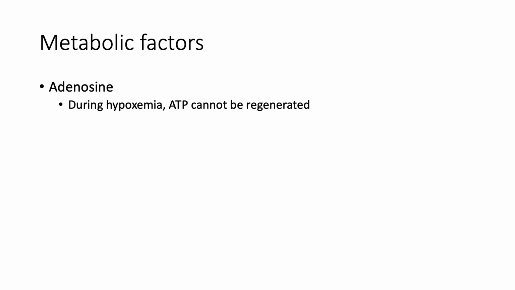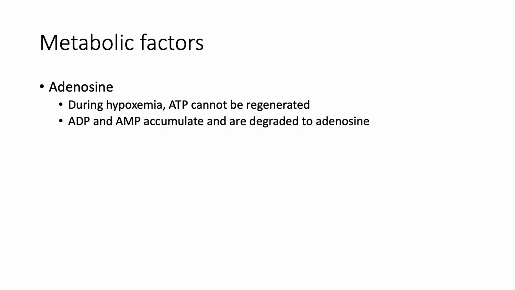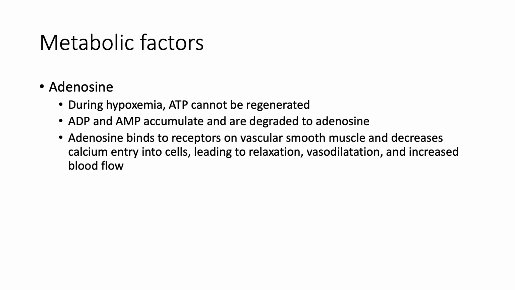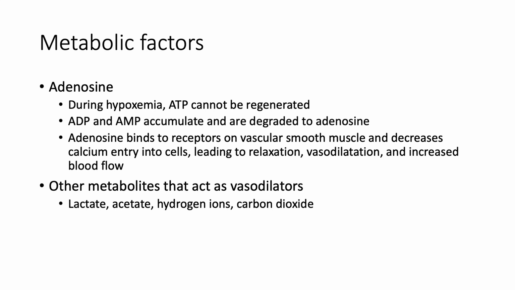So during hypoxemia, ATP cannot be regenerated, and so you get an accumulation of ADP and AMP, and they get degraded to adenosine. And adenosine is going to bind to receptors on vascular smooth muscle, decrease calcium entry into the cells, and that leads to relaxation of the vessel, vasodilation. So you've increased the radius, that's going to increase blood flow because of the drop in resistance. Other metabolites that can act as vasodilators include lactate, acetate, hydrogen ions, and carbon dioxide.